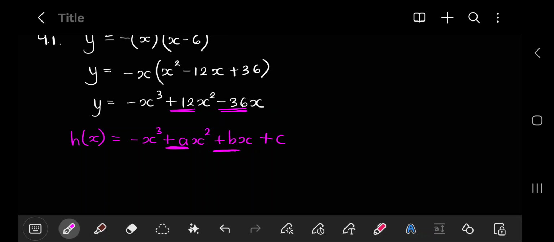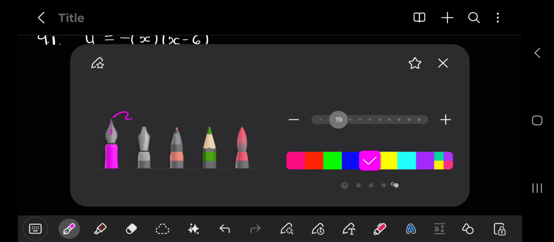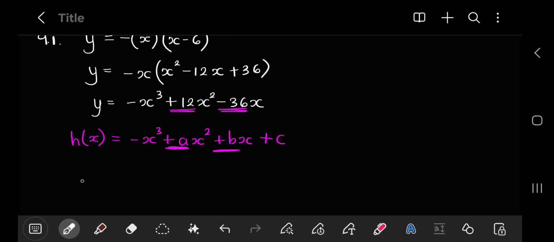That makes perfect sense because remember, in a cubic function, your constant represents your y-intercept. So this cubic function cuts through the origin, its y-intercept is 0, which makes perfect sense why we don't have a constant here. It's actually 0. So now we can conclude and say, therefore, a is 12 and b is negative 36.